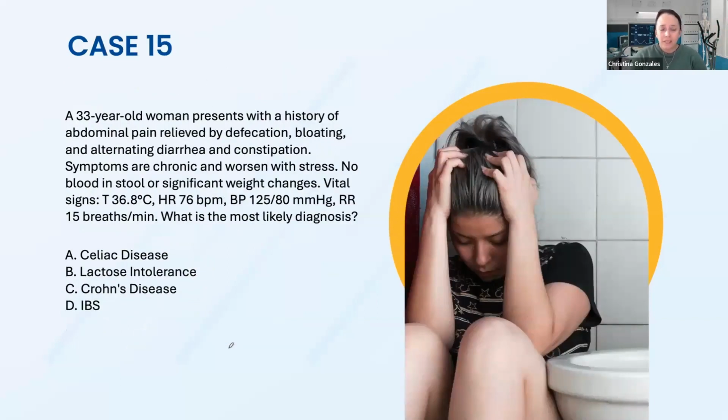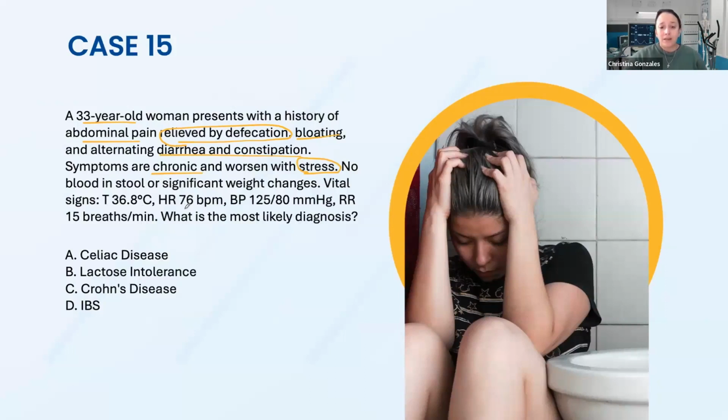All right, case 15, we got just a few more to go. 33-year-old woman with a history of abdominal pain relieved by defecation. Very important here. Also associated with some bloating and alternating diarrhea and constipation. Now, symptoms seem to be chronic and worsen with stress. This is another thing that they've included in here that is deliberate, it's on purpose. Okay, no blood in the stool, no significant weight changes, vital signs are normal.